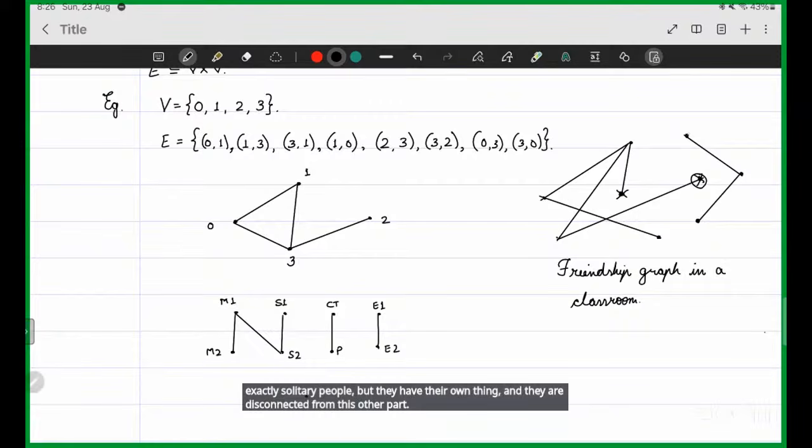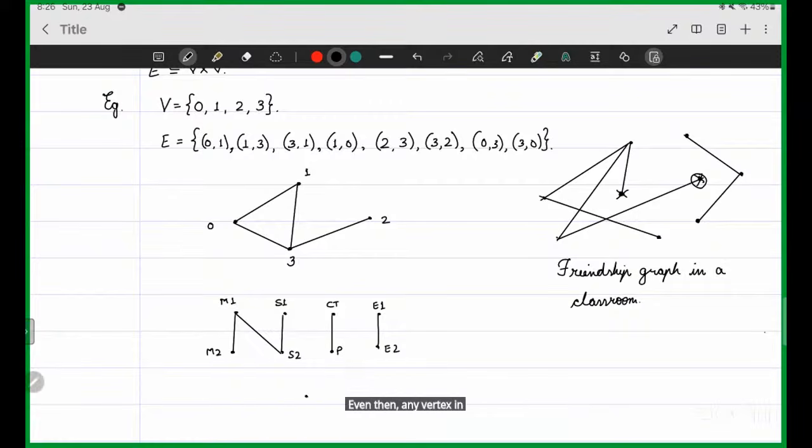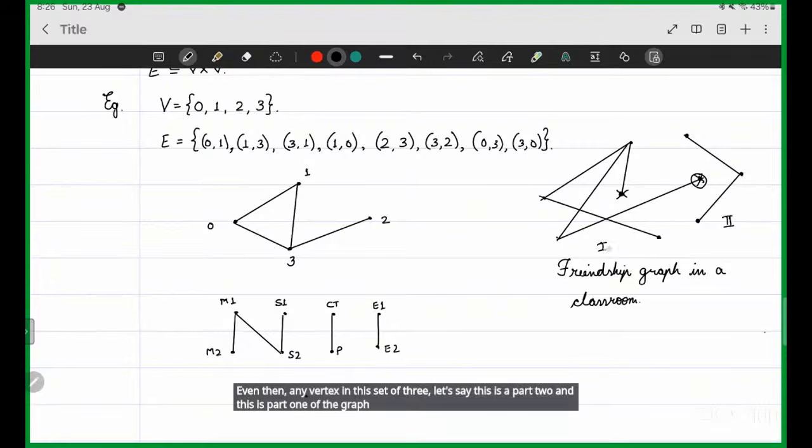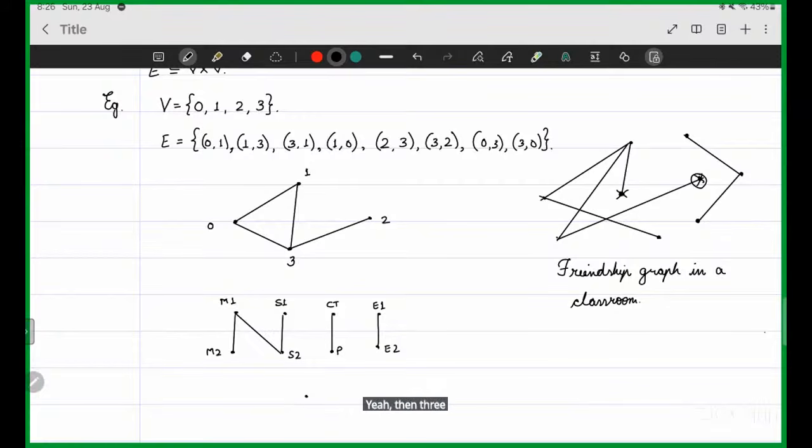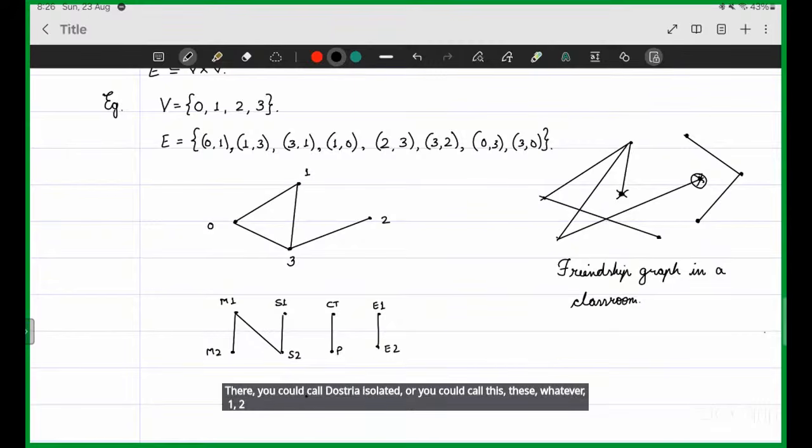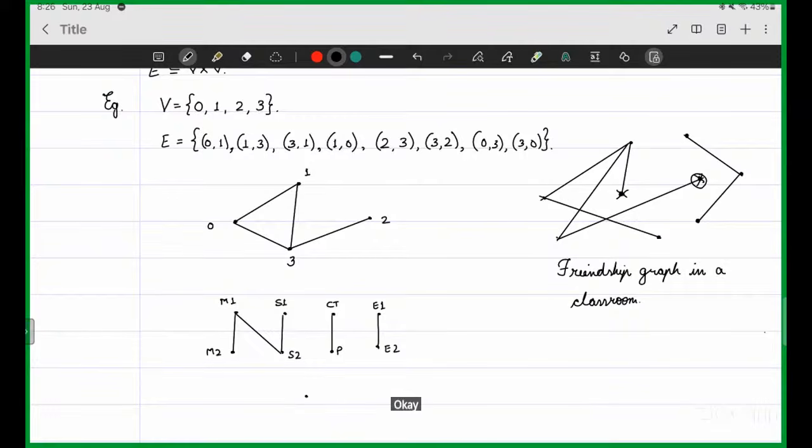Even then, any vertex in this set of three, let's say this is part 2 and this is part 1 of the graph. Yes, you could call those three isolated, or you could call these six isolated. No, they are just two different components, so they are not isolated as such. An isolated vertex technically would imply that it is not connected to anything else. Okay, so reachability must be according to the situation.